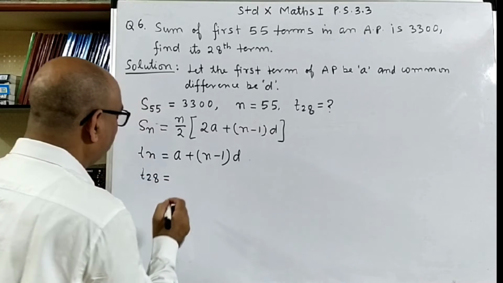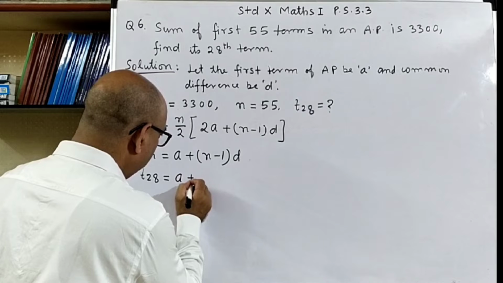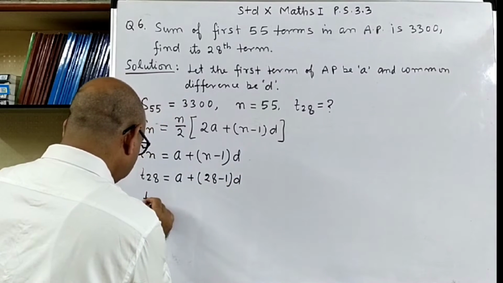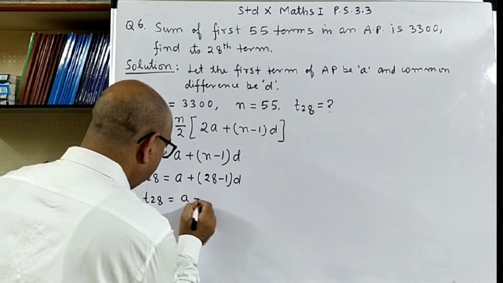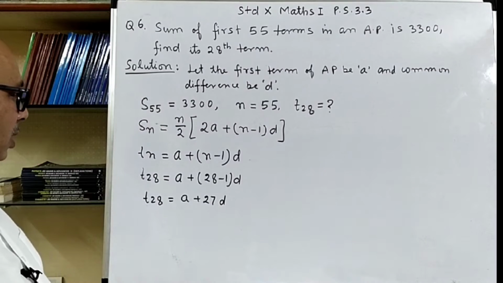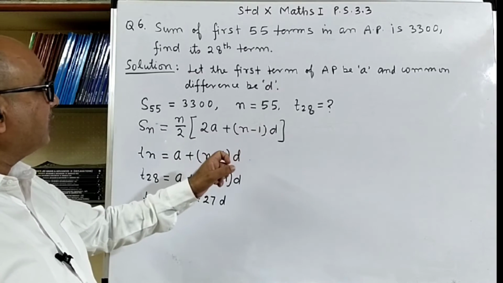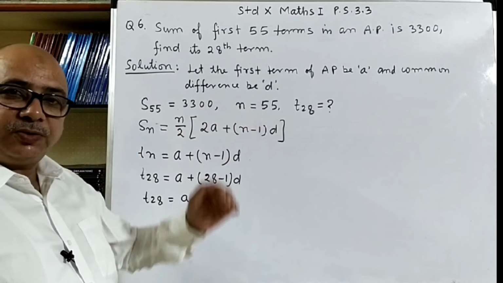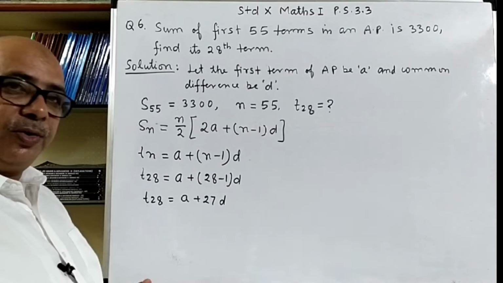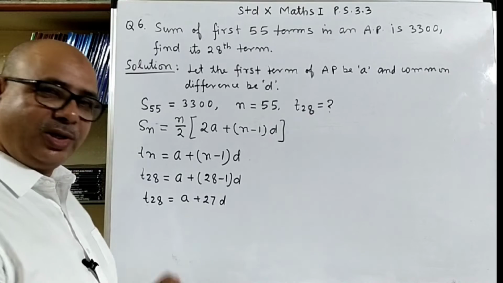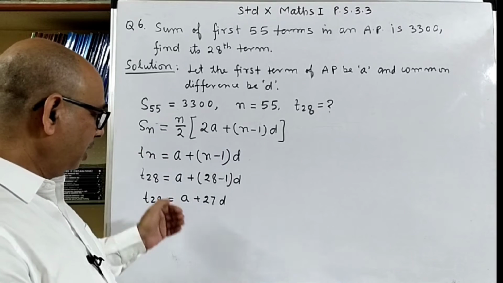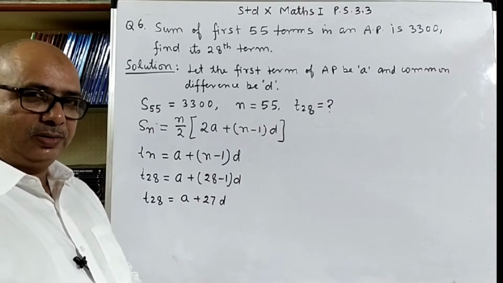Let's see the value of T28. T28 is equal to a, which we don't know, plus 28 minus 1 into d. That means T28 is equal to a plus 27d. In 2a plus n minus 1 d, the value of n is 55. 55 minus 1 is 54, and 54 is 2 into 27. Here is the 2a. If we take 2 out, it will be a plus 27d.